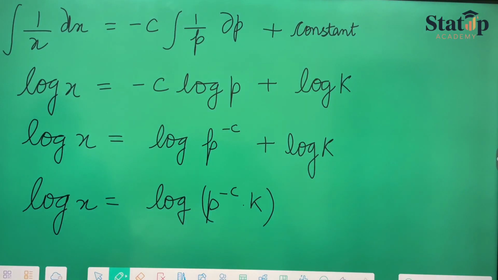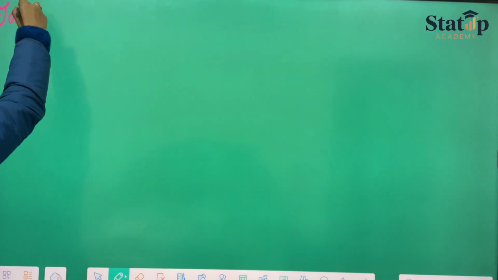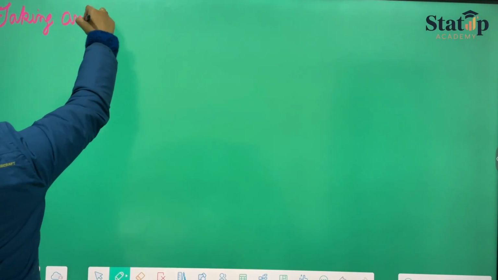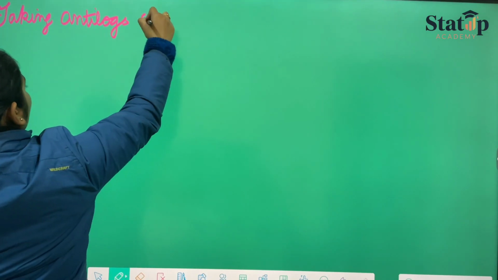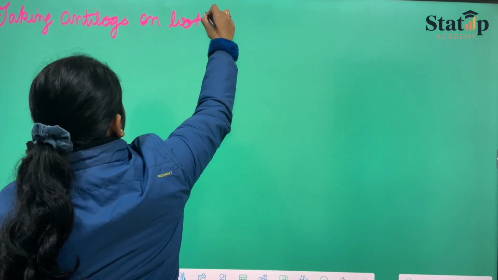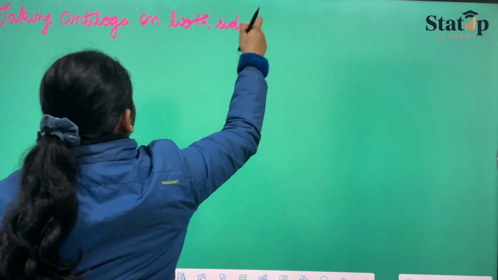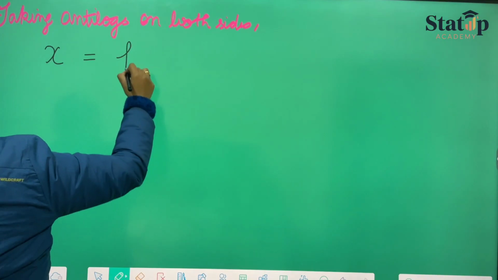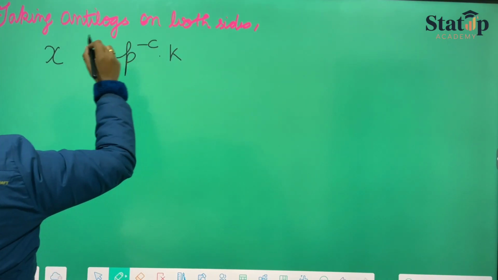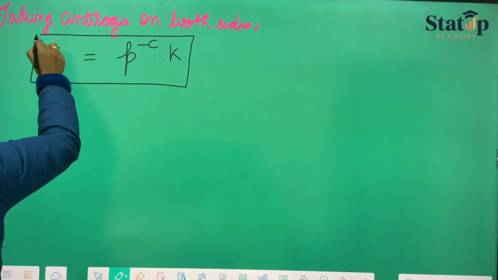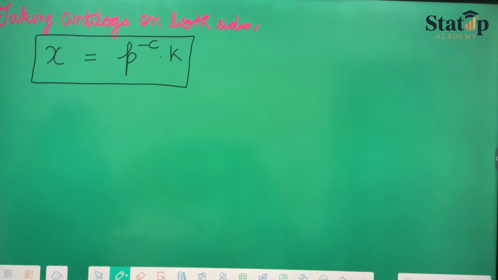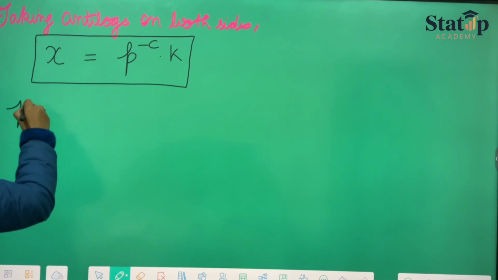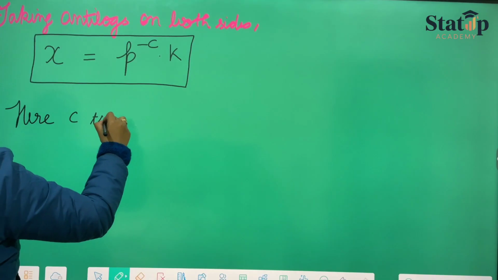Now taking anti-log on both sides, what will we get? Antilog of log x will be x, and antilog of log of p raised to the power minus c into k will be k times p raised to the power minus c. So this will be our equation of demand of the commodity. And here c is the parameter.